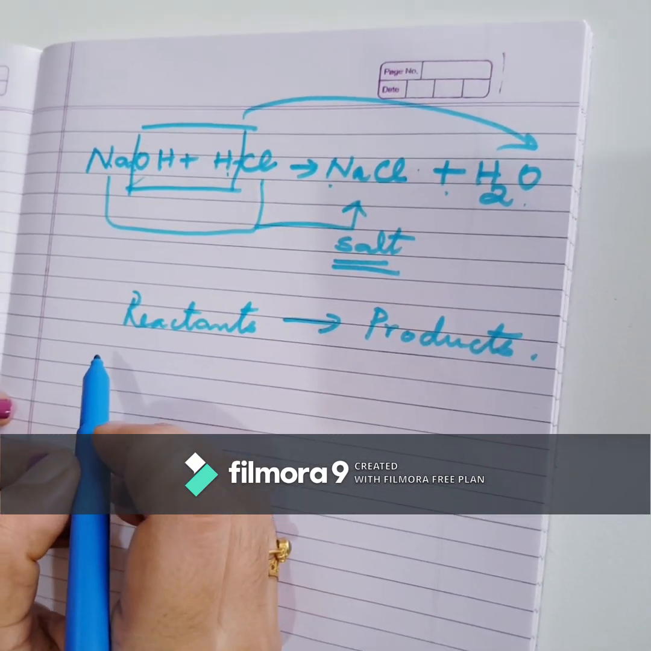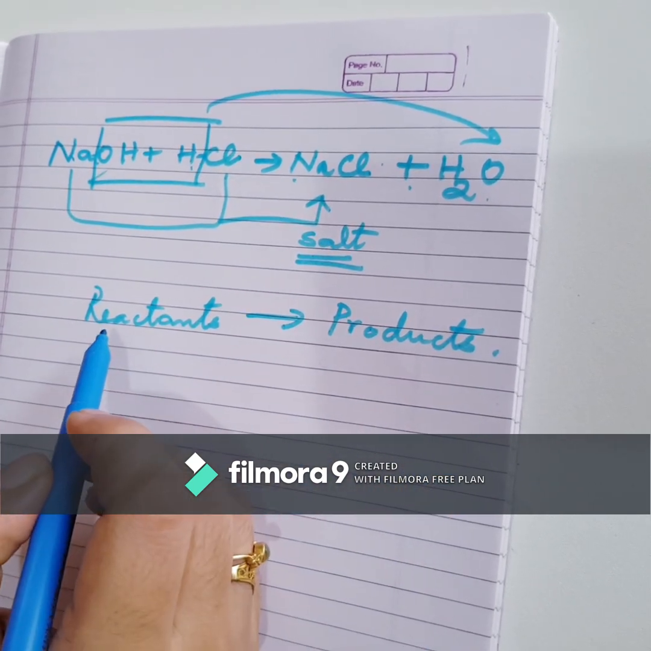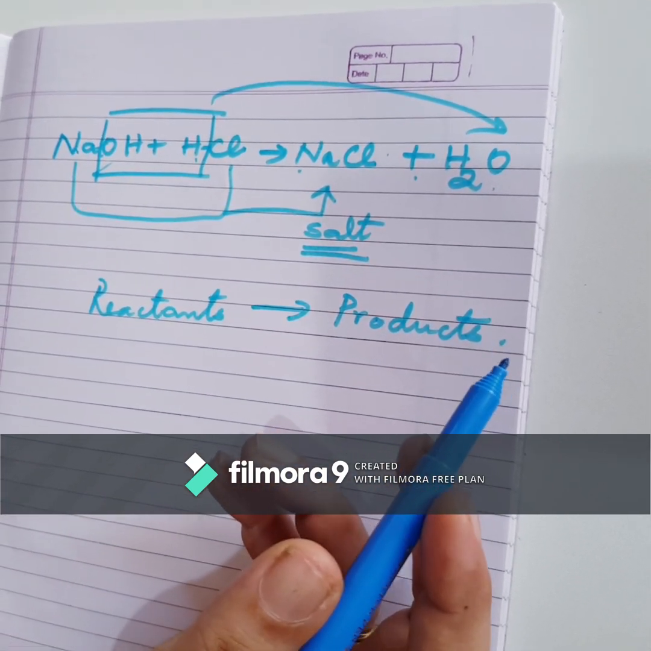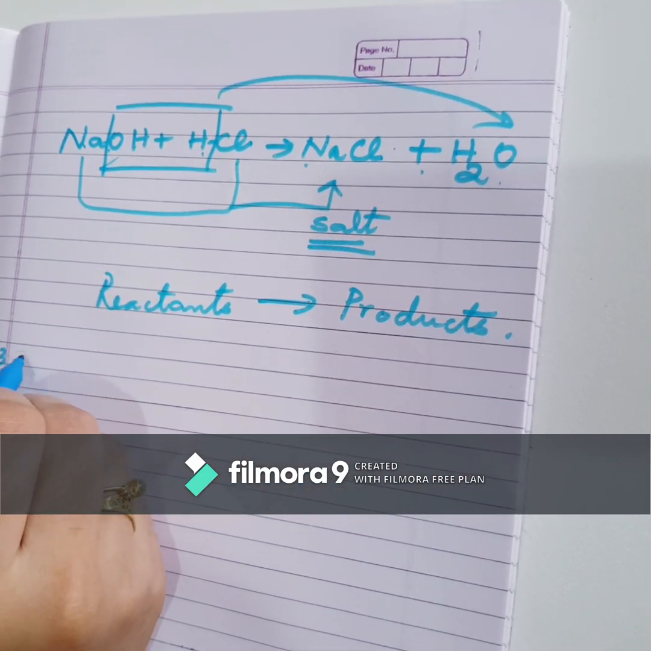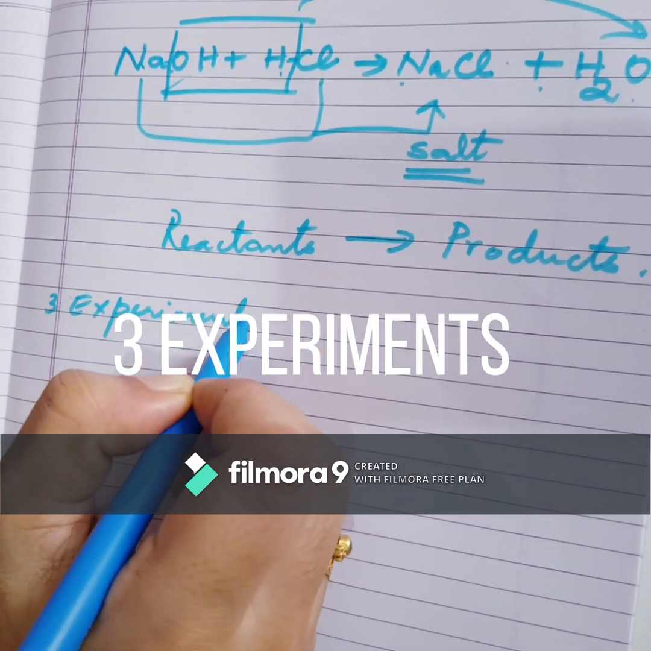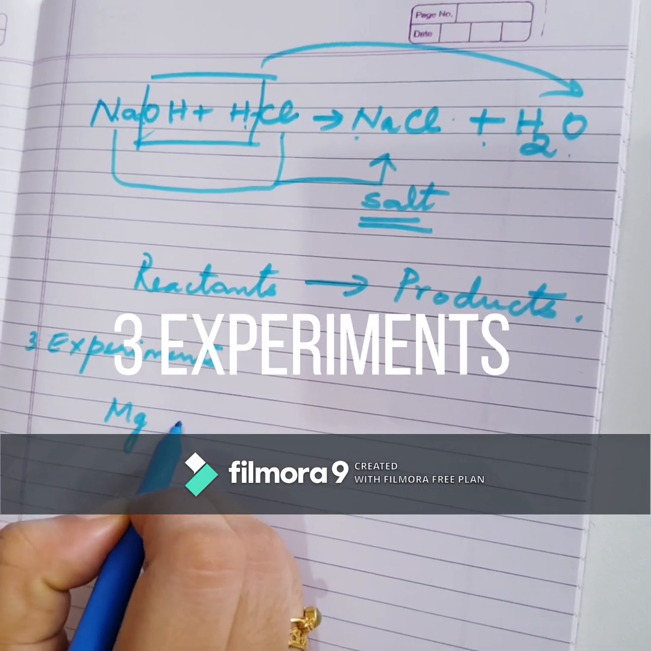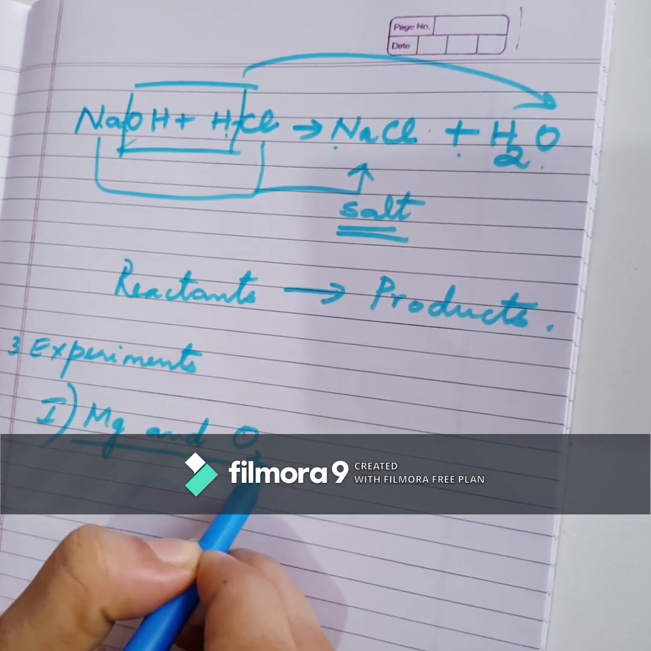So chemical change is a process in which one or more chemical substances get changed to new chemical substances. You have 3 experiments to learn. The first one is the reaction between magnesium and oxygen. This is the first example that you have to learn.